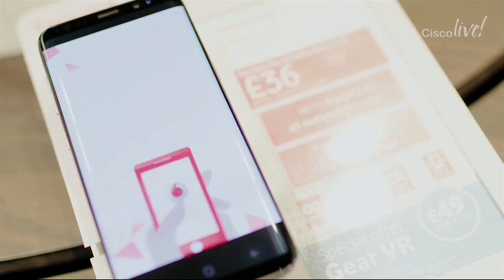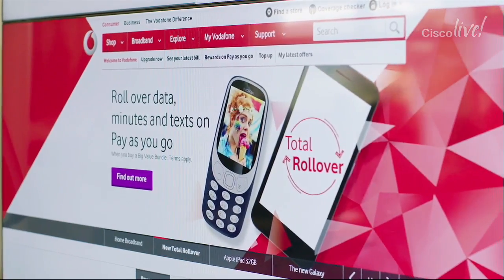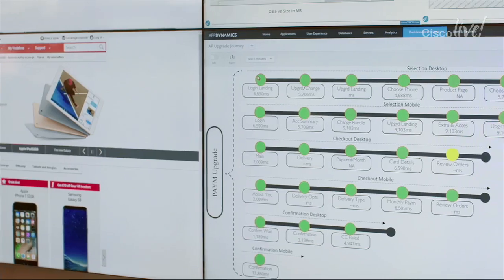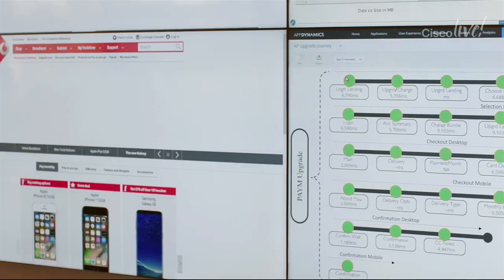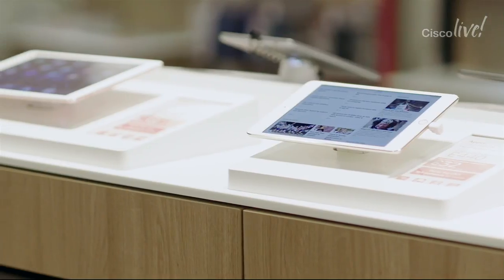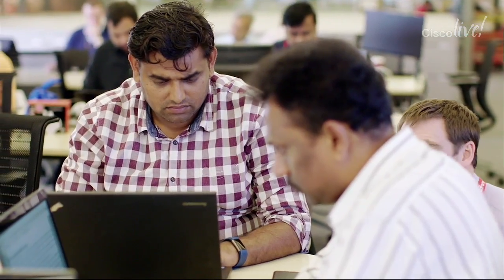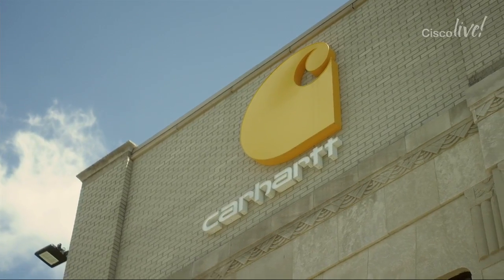The customers expect everything to be available 100% of the time, and they expect everything to happen as soon as they click the button. Customer experience is your business experience now. You know, that's how they gauge us as an organization. Within seconds, you've gone from having a little problem with one customer to it being escalated halfway around the world. For Carhartt, relationships are a big driver in how we do business.